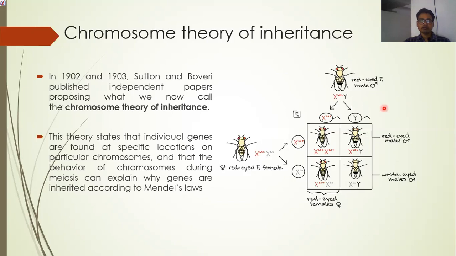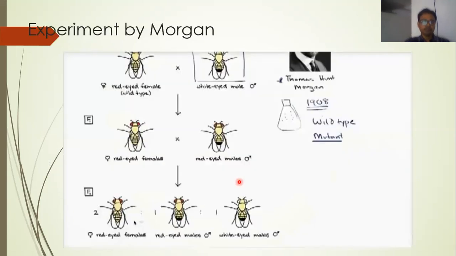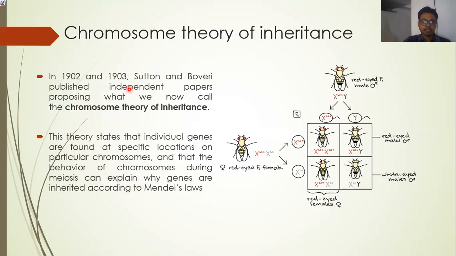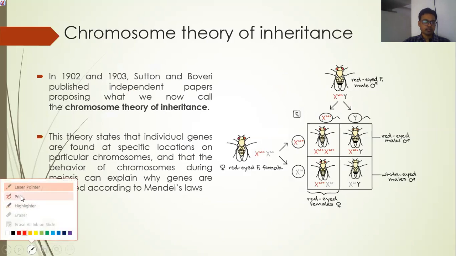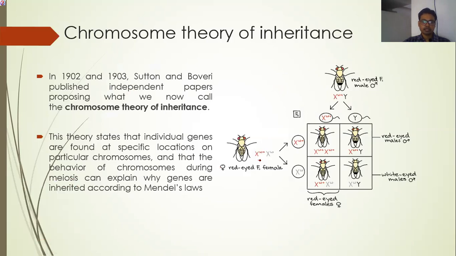Scientist Morgan took a red eye male, a white eye male, and a red eye female. The red eye female is the wild type, and the white eye male is the mutant. This eye color is controlled by the W plus gene, and it is present in the X chromosome.